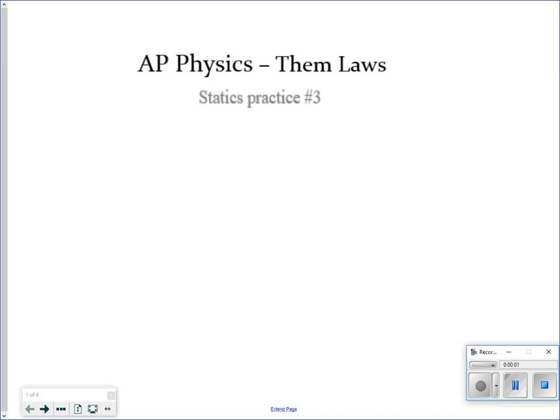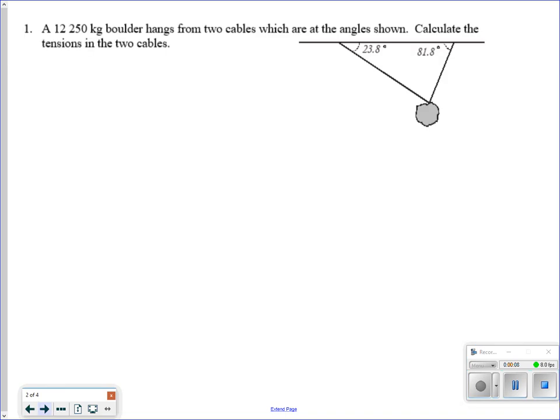Okay, you guys, let's go over this one. Statics practice number 3. We got a couple of different tricky problems in here. This one right here is a little bit tricky because our tensions, our angles are not the same. So this is going to be a little bit of a challenge. The other two, not so much. So let's talk this one first.